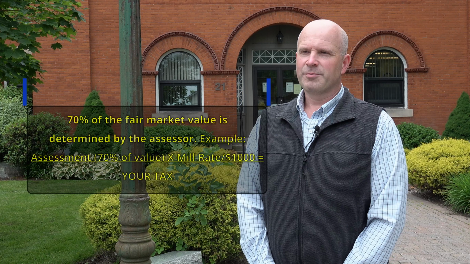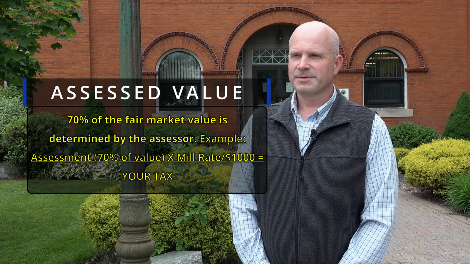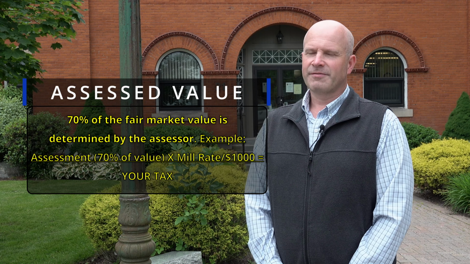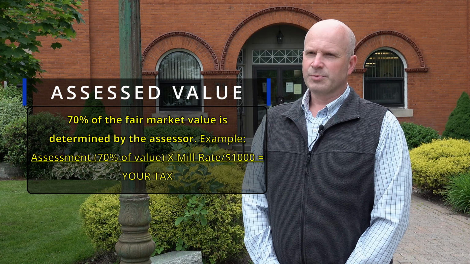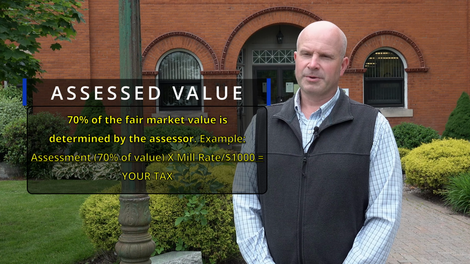Once the market value of your property is determined, an assessed value is applied. The assessed value, which is 70% of the market value, is what is applied to the mill rate to determine your property tax bill. Real estate taxes are typically split and collected in July and January. Motor vehicle and personal property taxes, which are determined using the same formula, are due in July.